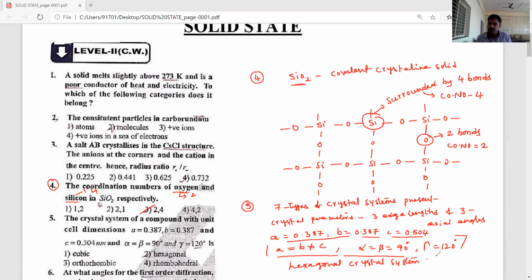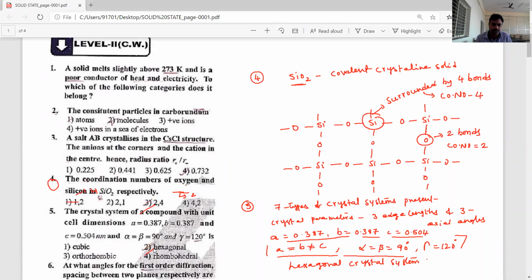Okay, if A is equal to B is equal to C, alpha is equal to beta is equal to gamma, then it is called cubic crystal system. Cubic crystal system is more symmetrical, and triclinic crystal system is more unsymmetrical because A not equal to B not equal to C and alpha not equal to beta not equal to gamma not equal to 90. That is called triclinic crystal system. So out of 7 crystal systems, the more symmetrical is cubic and the more unsymmetrical is triclinic. Here alpha is equal to beta is equal to 90 and gamma is equal to 120 degrees, those are the axial angles, and for edge lengths A is equal to B not equal to C. It belongs to hexagonal crystal system. So the correct answer is the second one.